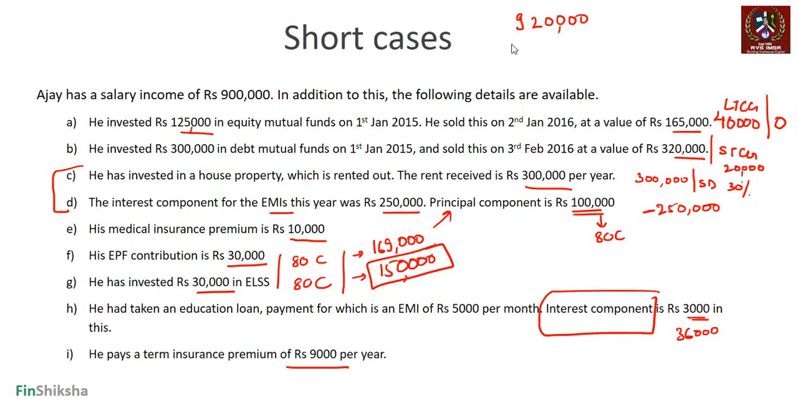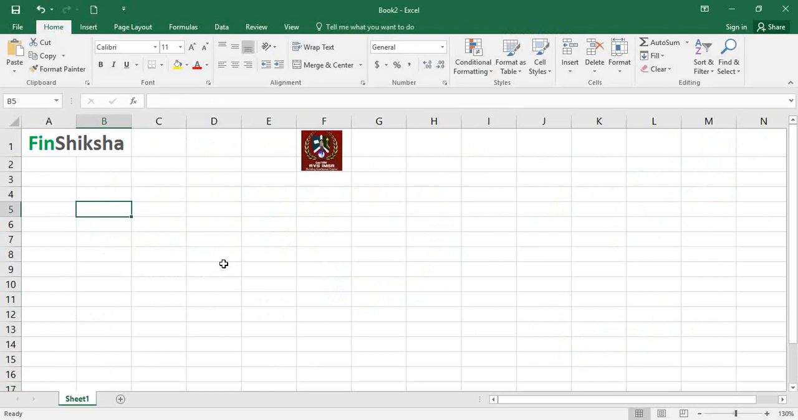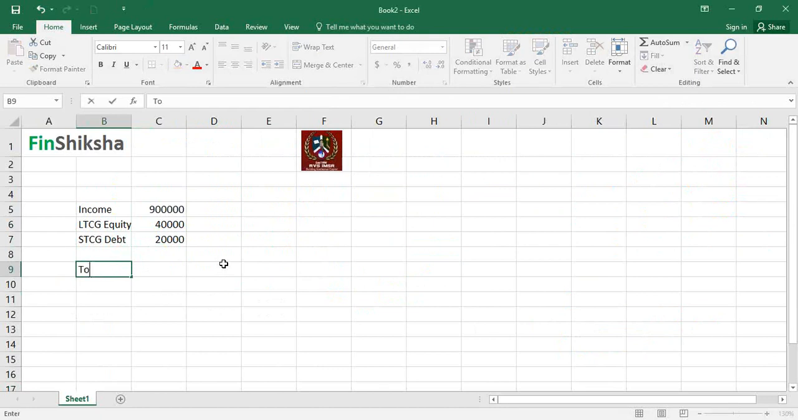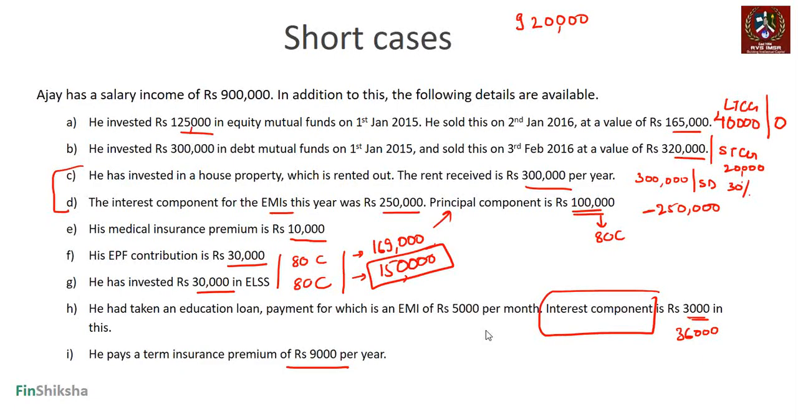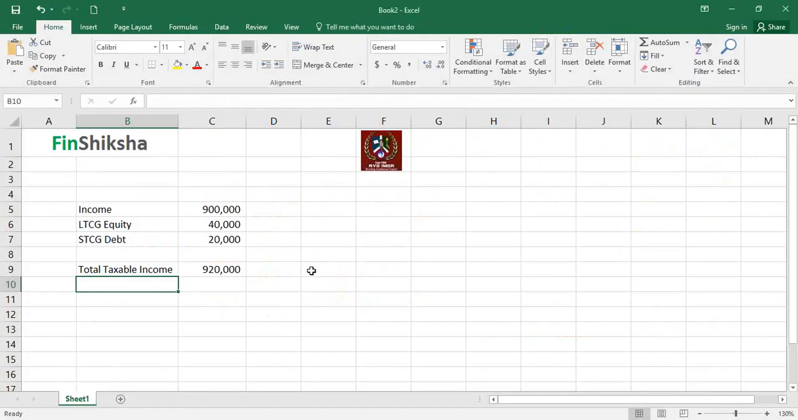Let's try and put all this on an Excel file and try and figure out what is the actual tax incidence on this person, right? So we have income at 9 lakh, long-term capital gain equity at 40,000. So this will not get taxed. Short-term capital gain on debt at 20,000. So that's going to get added straight away, right? So total taxable income is going to be equal to 9 lakh plus 20,000, correct? I'm going to ignore the long-term capital gain on equity, and that's where I start. From this, we start building up the case on invested in house property, rent received is 3 lakhs. So rent is 3 lakhs.